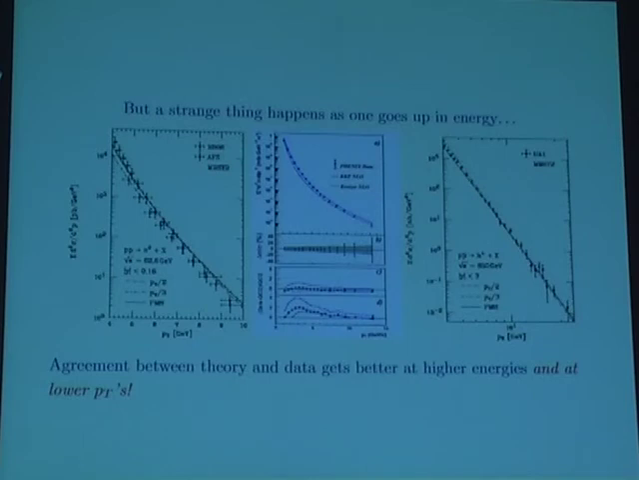And yet, something strange happens. As you go up in energy, here's root S of 63, here's PHENIX at root S of 200, here's UA1 at 630. The agreement's great, even down to low values of transverse momentum. So, at least in the case of pion production, things look okay. So what's going on?